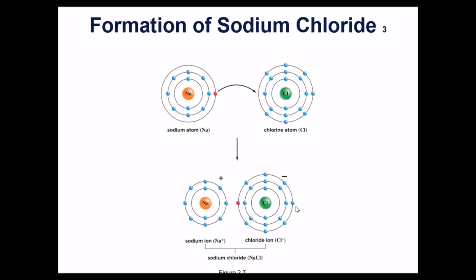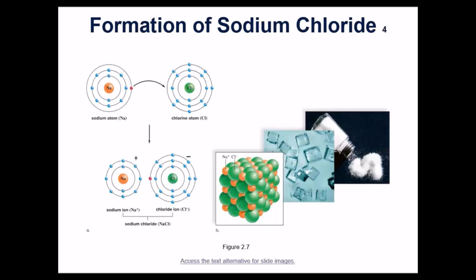So now you've got 2 ions. As long as they work together like that, that creates an ionic bond, and it forms a very stable compound that we call salt. Okay.